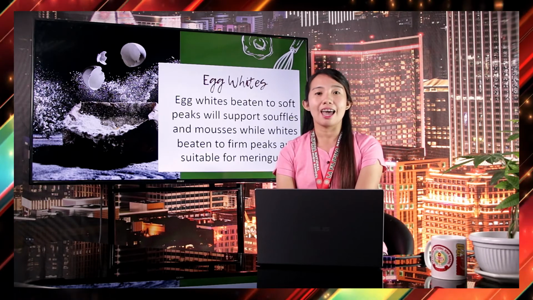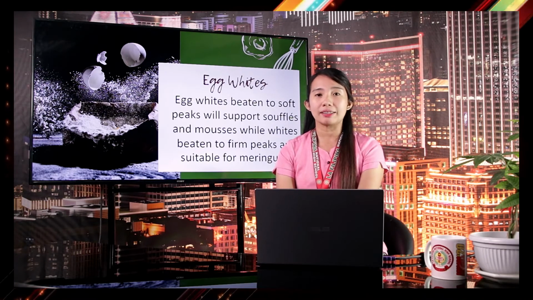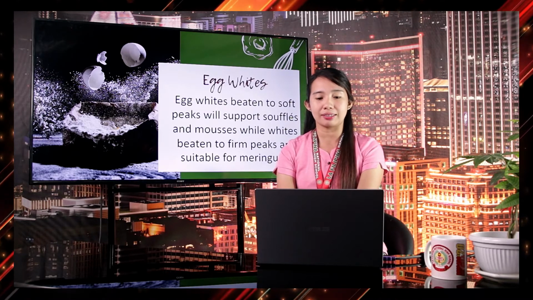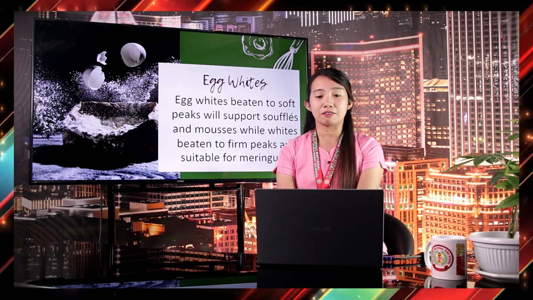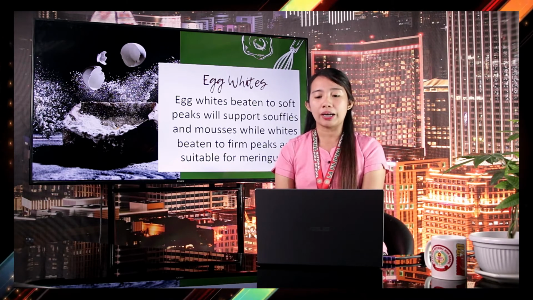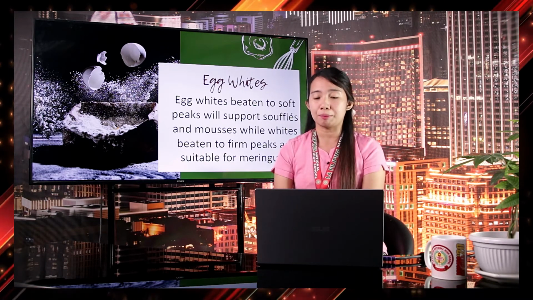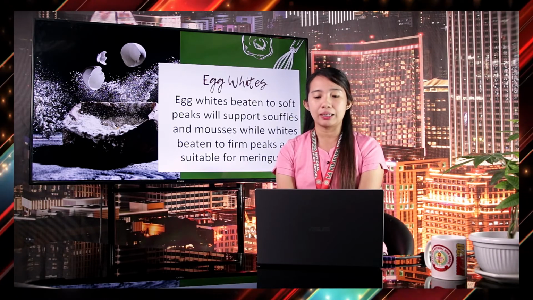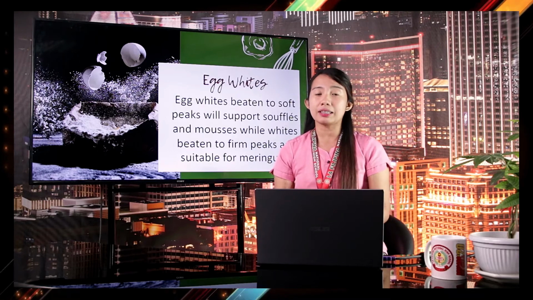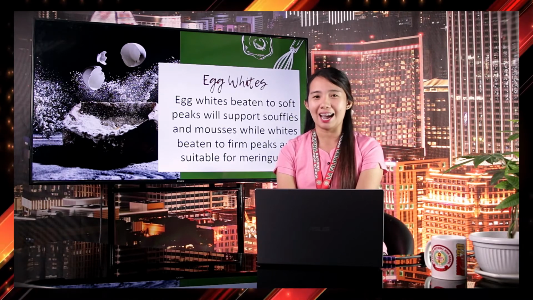Next is egg whites. Egg whites beaten to soft peaks will support souffles and mousses, while whites beaten to firm peaks are suitable for meringues. When raw egg whites are beaten, air is trapped in the mixture in the form of bubbles. So, ginagamit din natin ito sa paggawa ng icing.